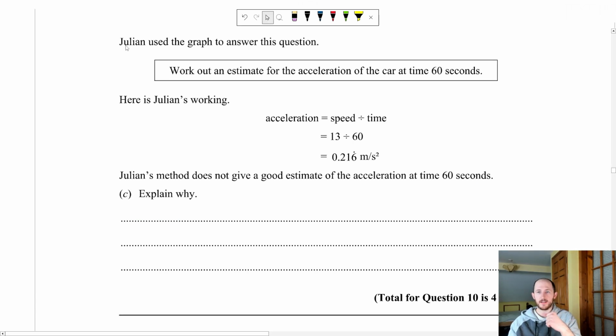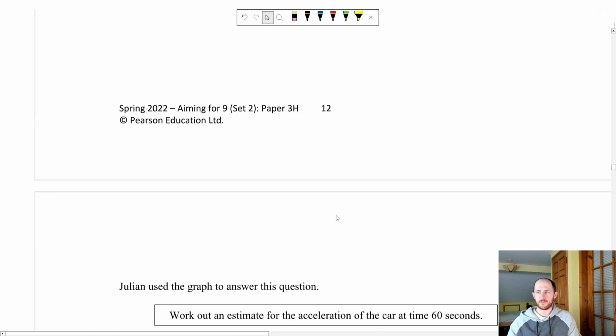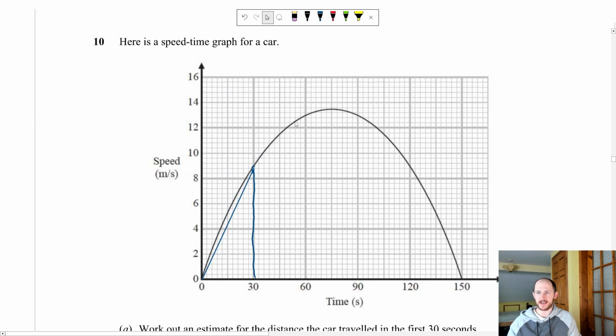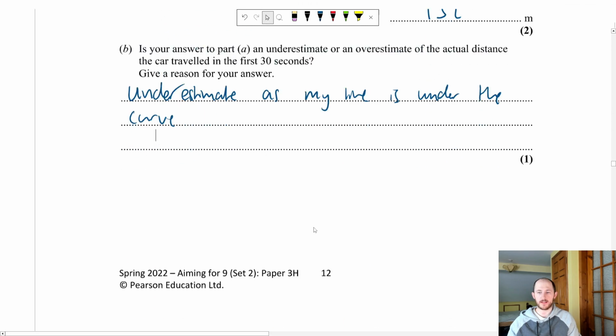Then for part C, it says Julian uses the graph to answer this question. Work out an estimate for the acceleration of the car at 60 seconds. Here is Julian's working. He does speed divided by time, so the speed is 13 and 60. Julian's method does not give a good estimate. Explain why. Well, if we have a look, the time he's picked is at 60 seconds here, and he's just said that at 60 seconds, the speed is 13, so he did 13 divided by that.